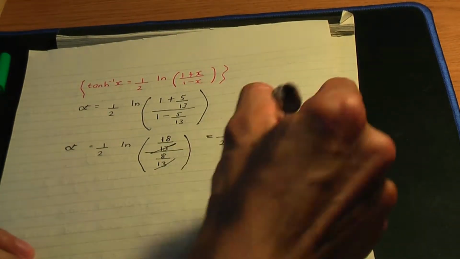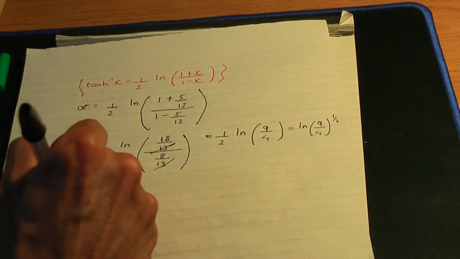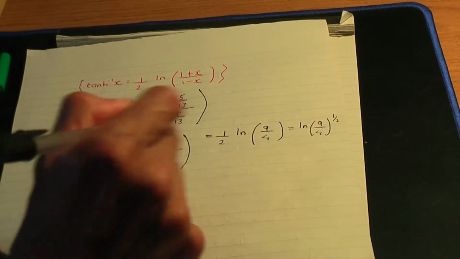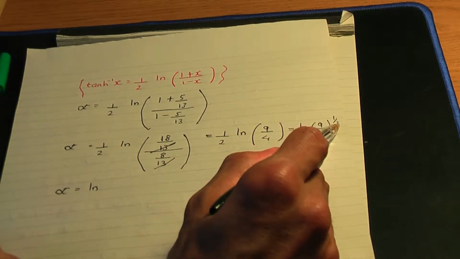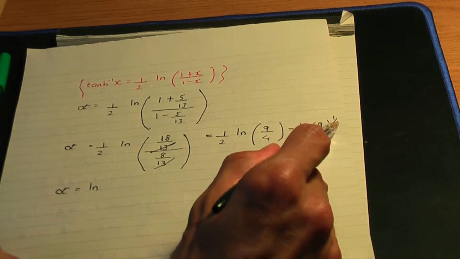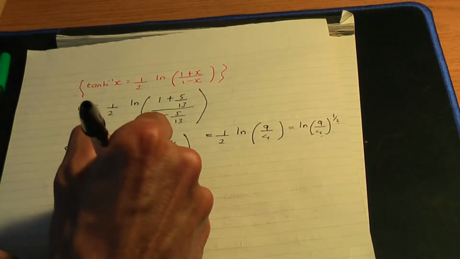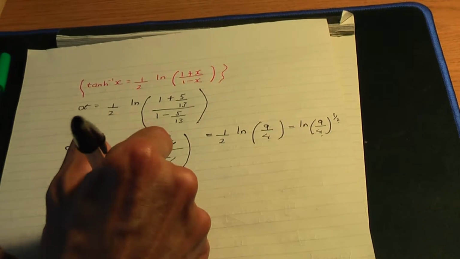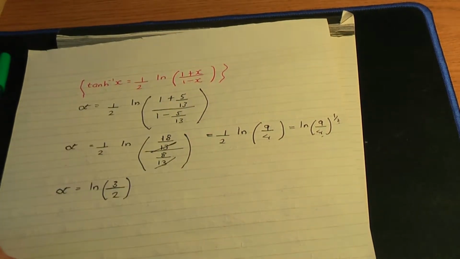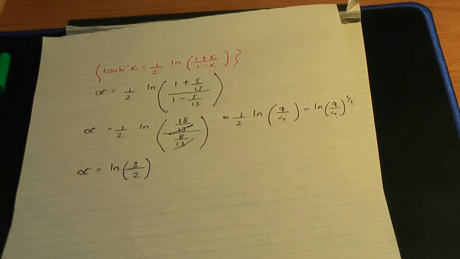Let me continue here. Alpha will be ln of 9 over 4 to the power of half, which is the same as 9 to the half over 4 to the half. So 9 to the half is 3, and 4 to the half is 2. So that is the value of alpha. Alpha in terms of ln is ln 3 over 2. So that was step number 3, calculating alpha.